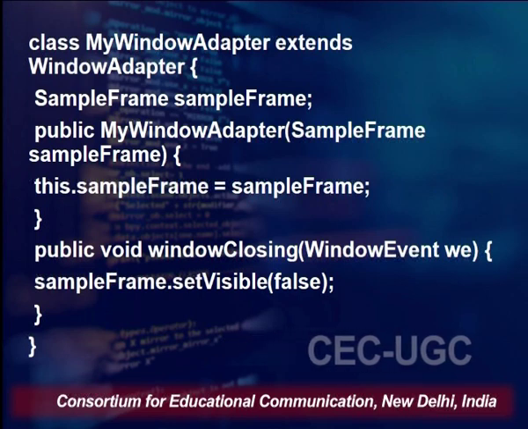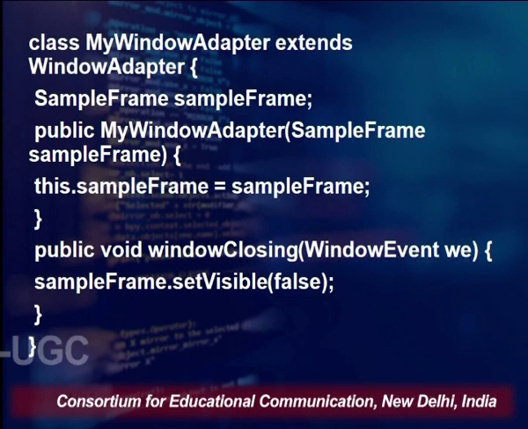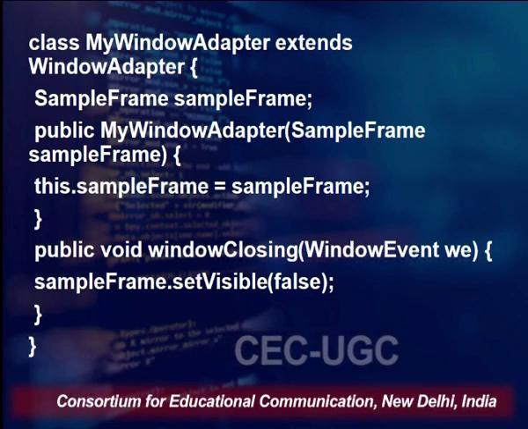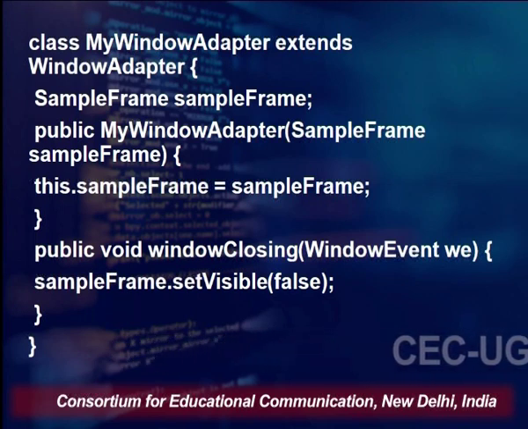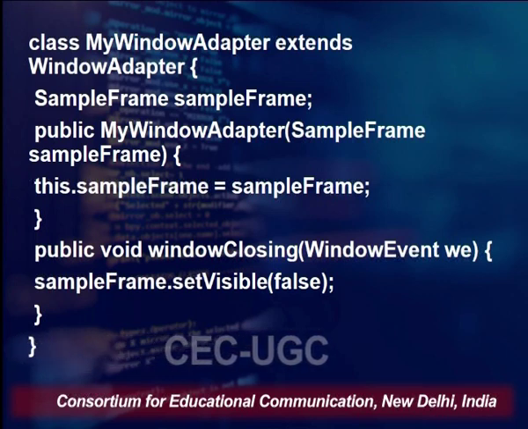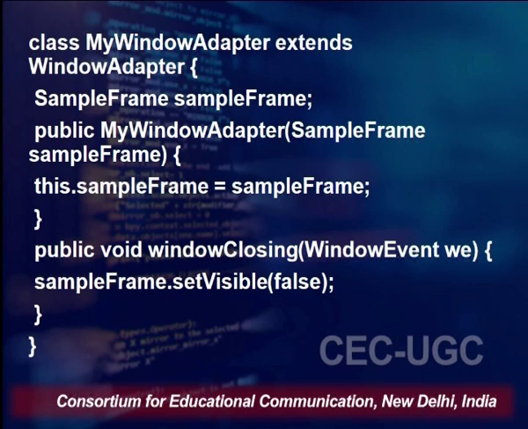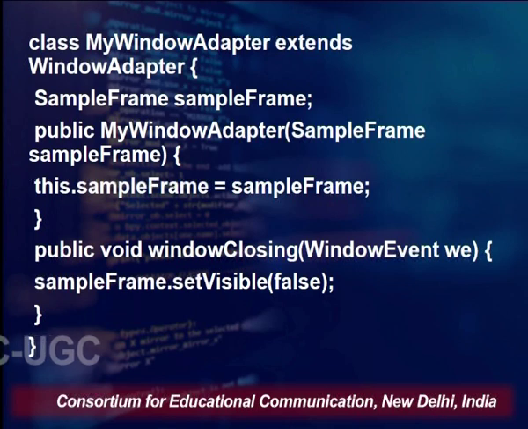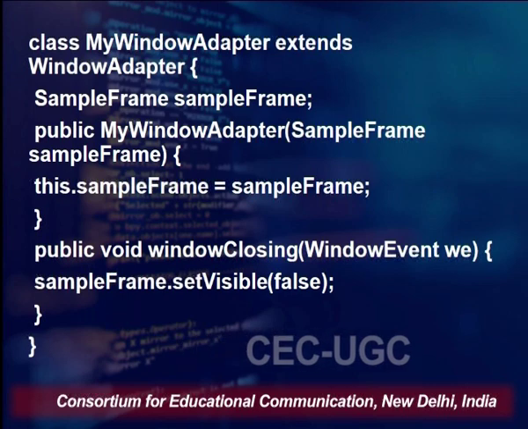So, public MyWindowAdapter, which is having this sample frame, which is the object of the subclass of the Frame class just created, which is nothing but this sample frame, as parameter. And here we are just saying this.sampleFrame equals sampleFrame, and I am sure that you understand the significance of this keyword.